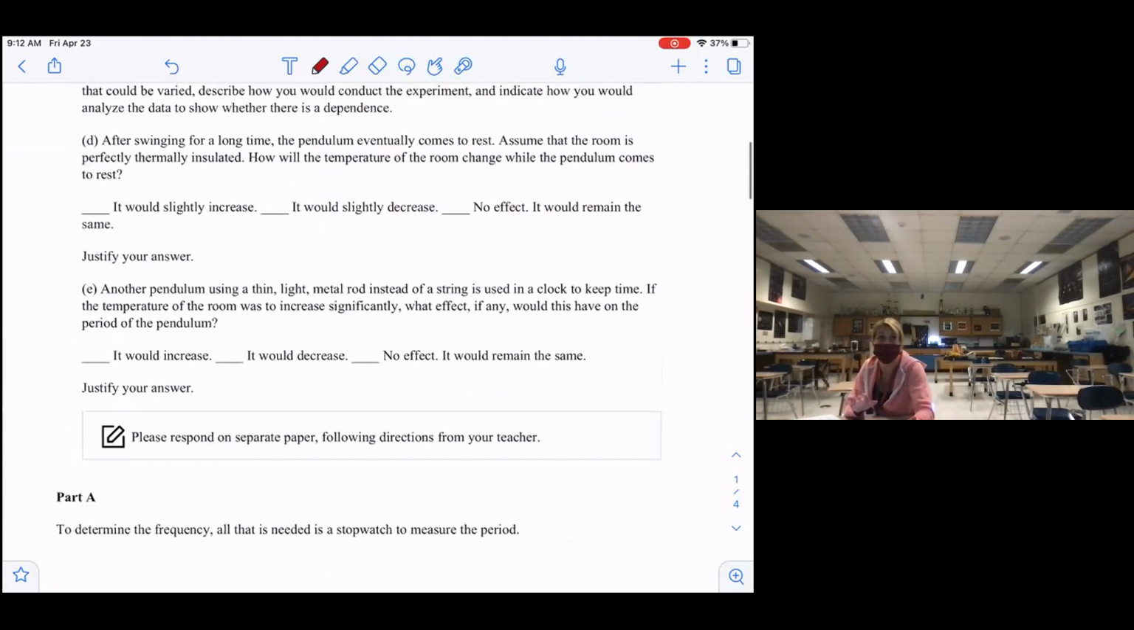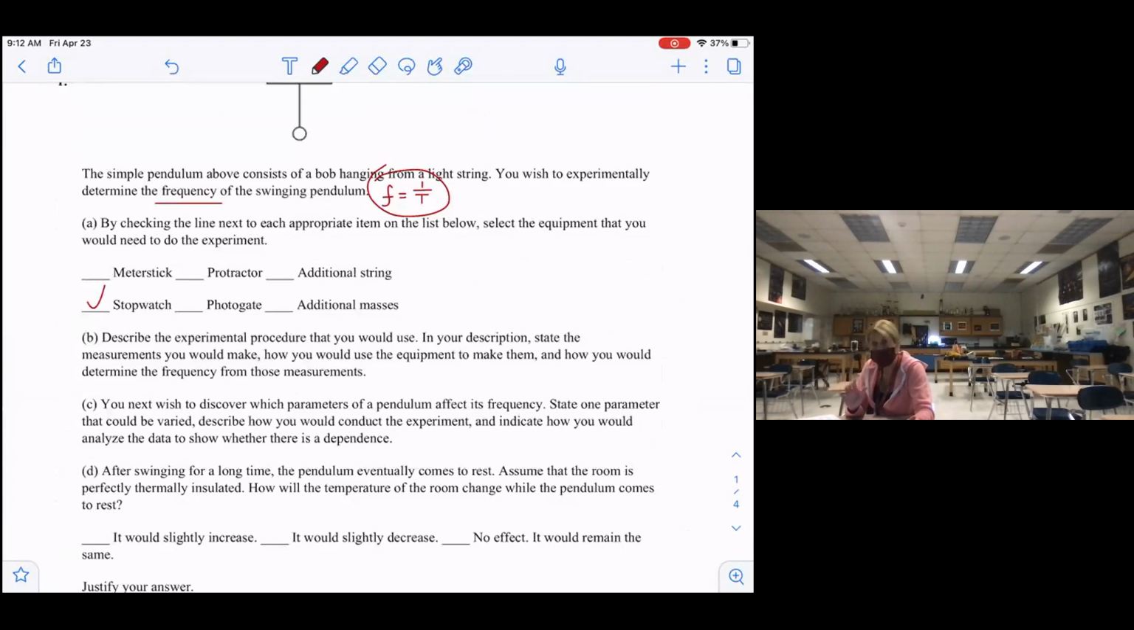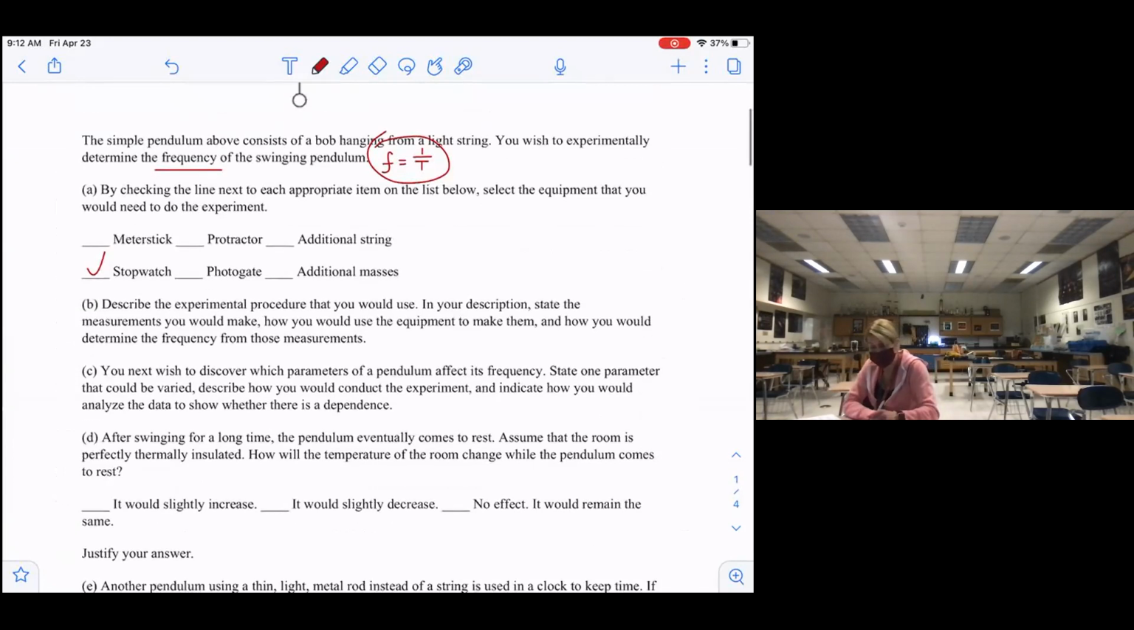Sorry, as that's coming up there slowly. What you would do with that measurement for period, okay? If you checked additional things in part A, like a meter stick and a protractor, in part B, you'd have to explain what you were doing with those. So if you check them, and if you're going to put it correctly in there, you might state something like, using the meter stick, I would measure the length of the string and be sure to keep that constant for each of my trials.